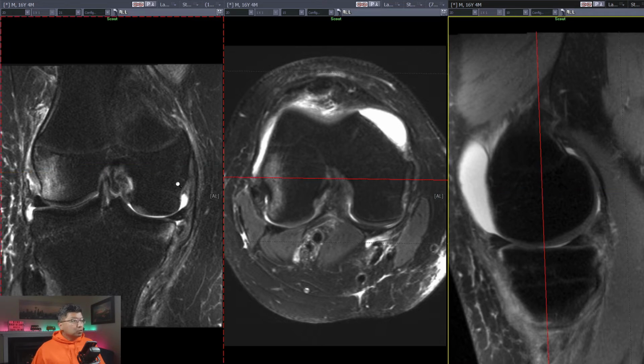At this level, we're pretty high up. You can see that the capsule itself is relatively thin. There's a little bit of connective tissue over here, but like the contralateral side, it's nice and thin.